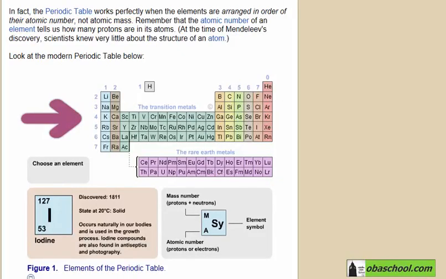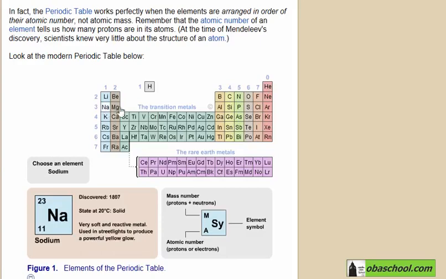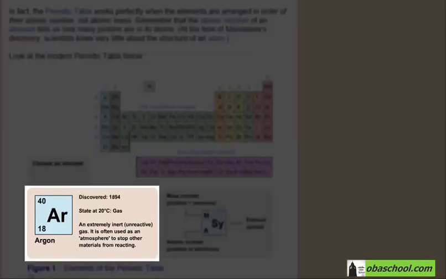So this is the modern periodic table. This is hydrogen, this is helium, this is sodium, this is phosphorus, and argon. So now these elements are organized in the periodic table. So let's take argon as an example. Argon was discovered in 1894, which is a gas at room temperature, 20 degrees Celsius. It's an extremely inert or unreactive gas, and it's often used as an atmosphere to stop other materials from reacting.